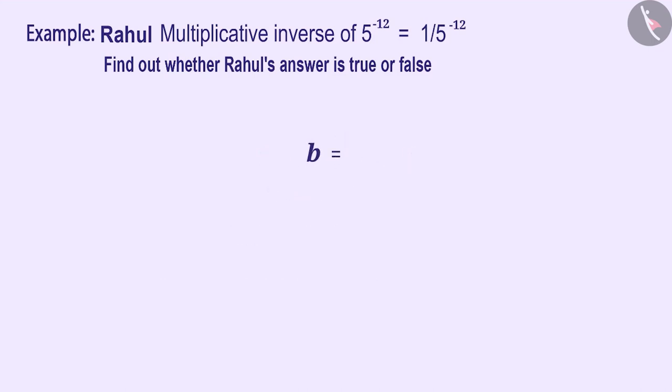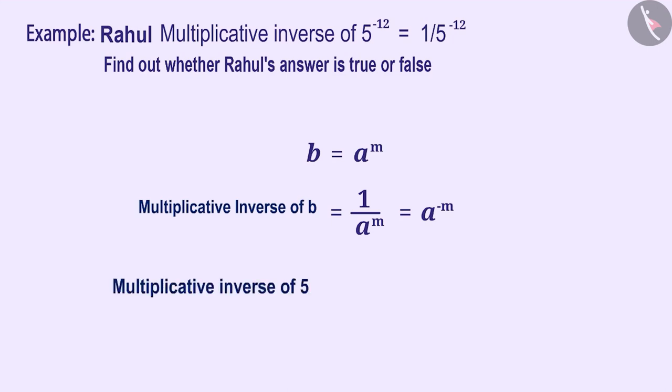Suppose b is equal to a to the power m, then the multiplicative inverse of b will be written as 1 upon a to the power m, that is, a to the power minus m. With this understanding, we can write the multiplicative inverse of 5 to the power minus 12 as 1 upon 5 to the power minus 12, which is equal to 5 to the power 12. So we can say that Rahul has given the correct answer.